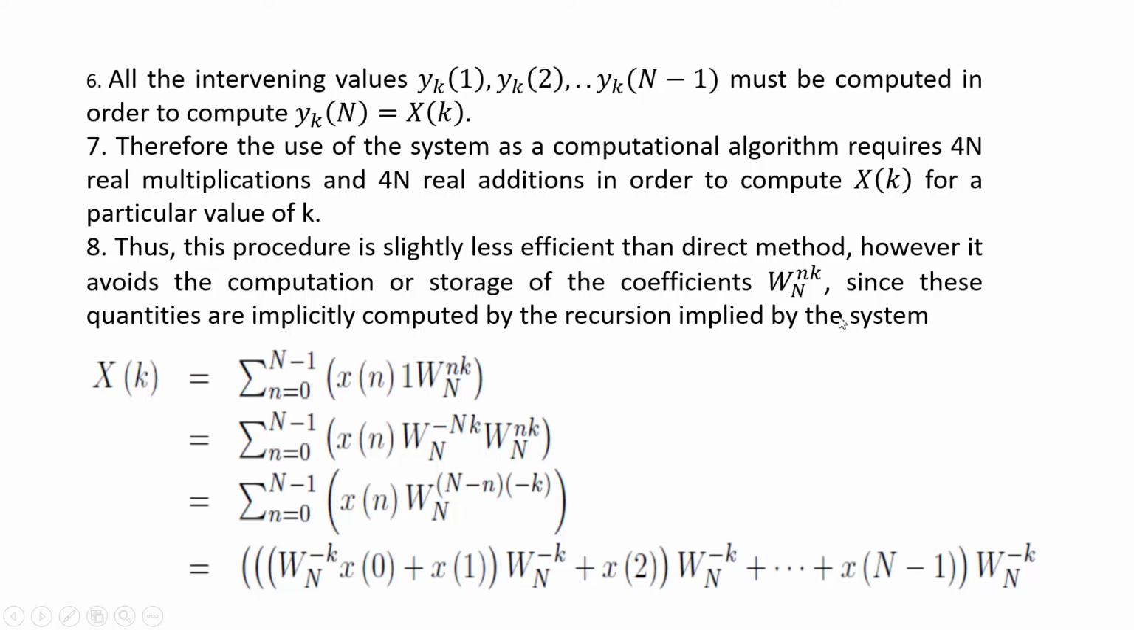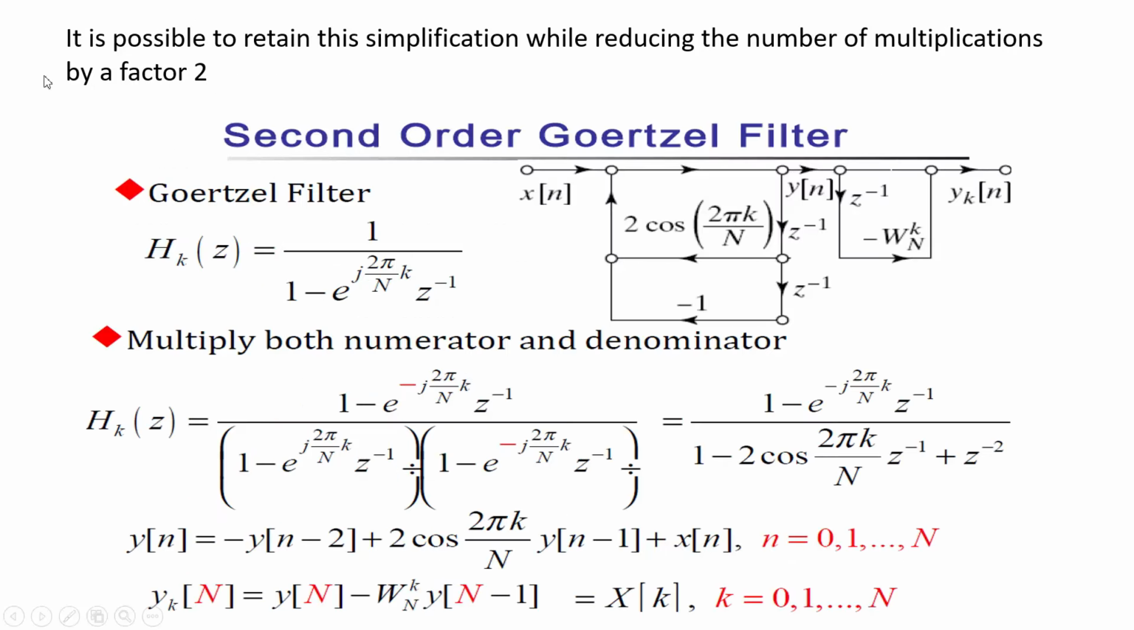And if we modify this equation and start substituting the values of n, we will get this recurrence equation. So we need not actually store these coefficients, but we will get them from the recurrence equation once the input starts coming and we are getting the output. So in a recurrence way, we will get all the values. Now it is possible to retain this simplification. So what have we achieved till now? We have made our system simpler, in the sense that we apply an input sequence to a filter, and we get the output equal to X[k] when small n is equal to capital N.